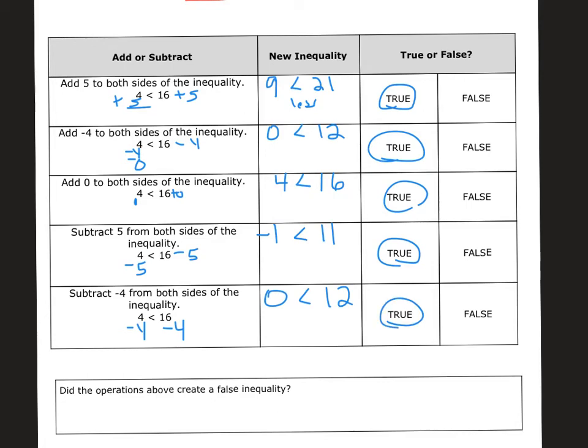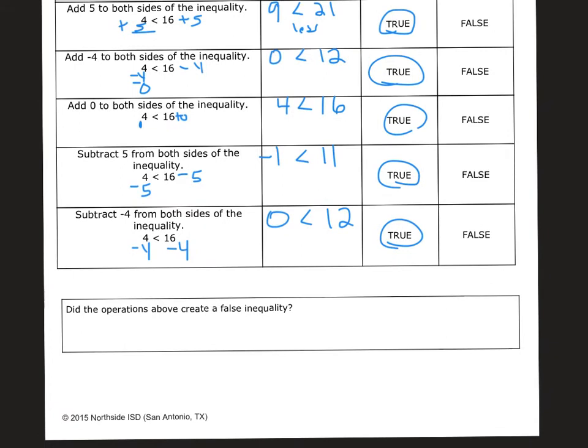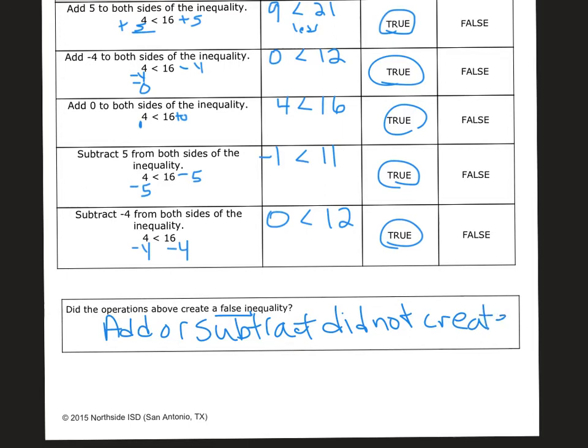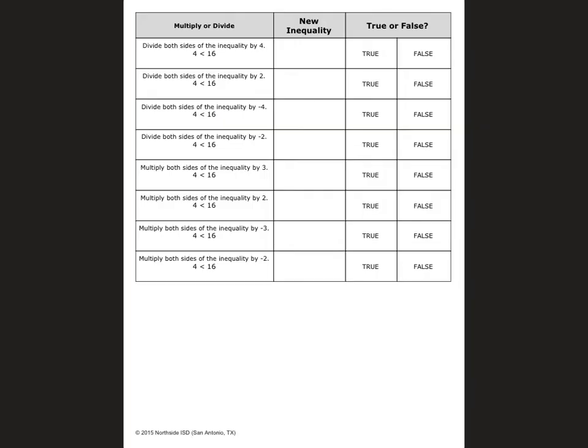So the question that we're asking is, did the operations of adding or subtracting create a false inequality? I'm going to say no. The operations of adding or subtracting did not create a false inequality. Every single one of them was true. So to answer that question, we would say no. Now take a look at dividing and multiplying by different values.